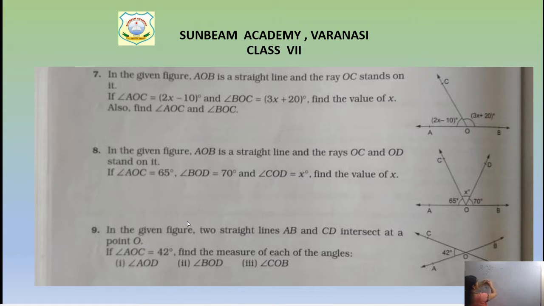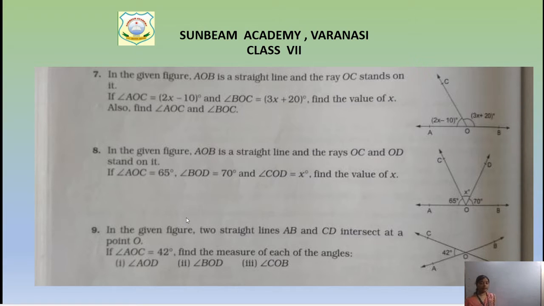I hope you all have noted down the reason of question number 8: the reason will not be a linear pair. The reason which you will write will be angles formed on a straight line, that is equal to 180. Same. Now question number 9.